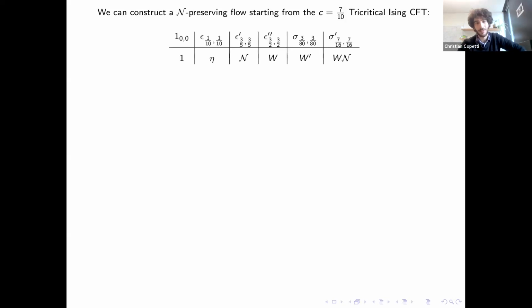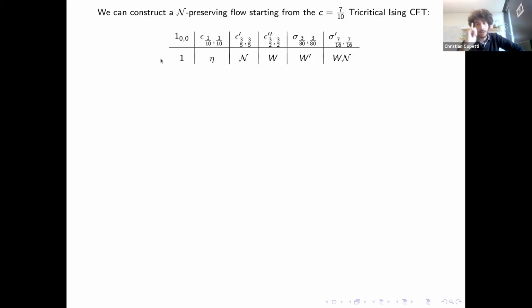Again, it has a table of primaries, here more. But you see these ones, these are the topological lines. So you can forget about the last three. We don't need them. But you see that these three have these names because they're the same as the ones of the Ising CFT. Okay?